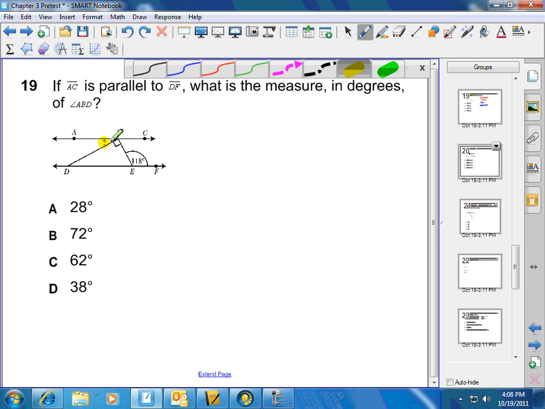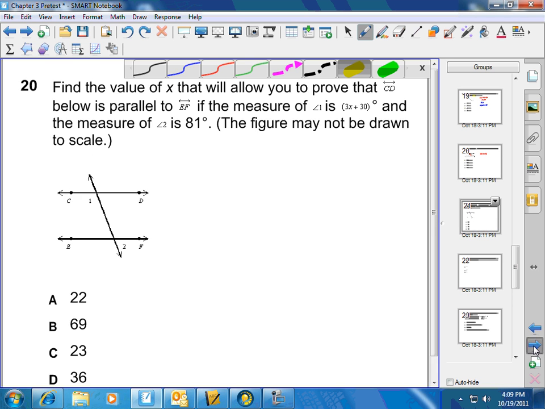So these two angles together make up the alternate interior angles that are congruent. Our alternate interior angle theorem says that alternate interior angles are congruent when a transversal goes through parallel lines. So these two angles together are 118, and we see that this is a right angle. So we take 118 minus 90, and we get, what, 28? 28 degrees. So the measure of angle ABD is 28 degrees.